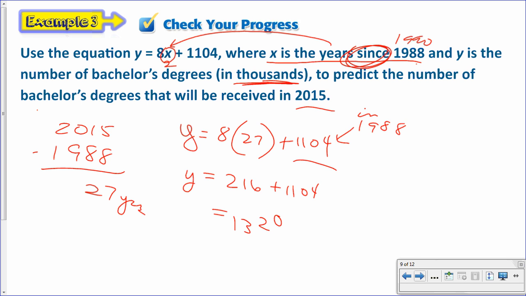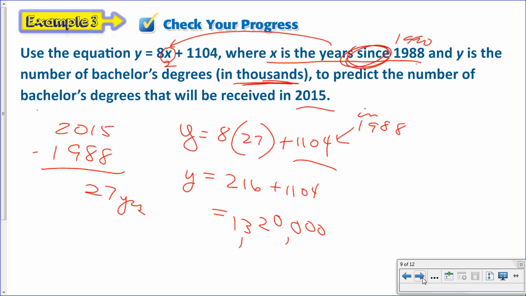Now, is it just 1,320 degrees? Add 3. It's got to add what? Makes more sense, doesn't it? Think about all the universities across the nation. Okay, that would be what? 1.3 million. That sounds more like it, doesn't it? You think about all the universities.